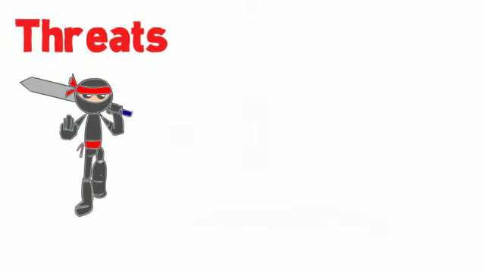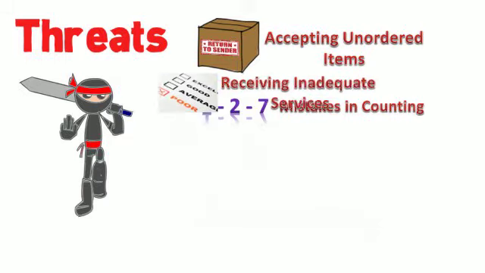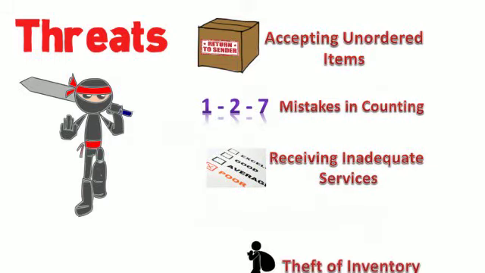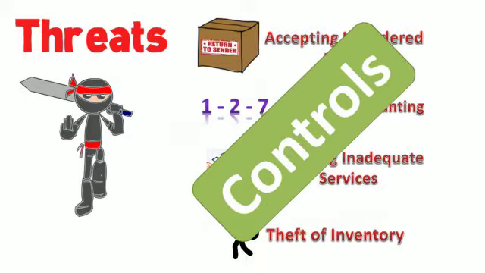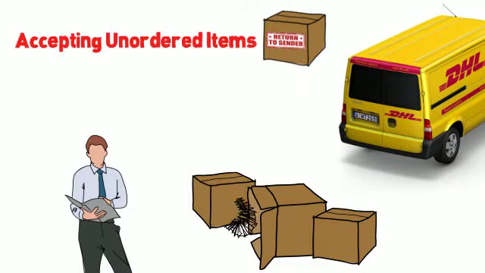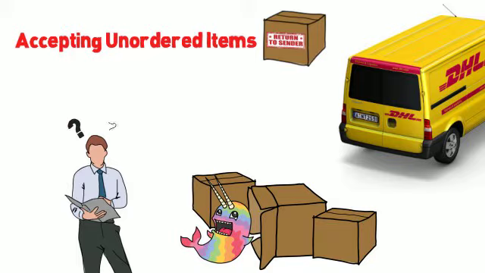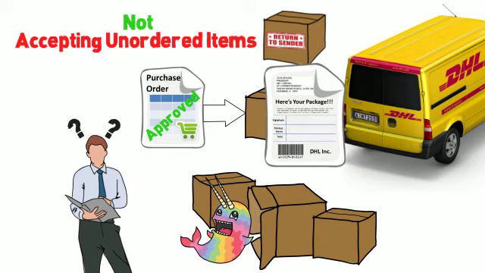The first threat is accepting unordered items. Then there are mistakes in counting, receiving inadequate services, and the theft of inventory. We'll talk about each of these threats as well as the controls to mitigate each one. First, there's accepting unordered items, which can obviously be a hassle and very costly. You can avoid this by requiring proof of an approved purchase order prior to accepting any delivery, thus ensuring that only items ordered would be accepted.